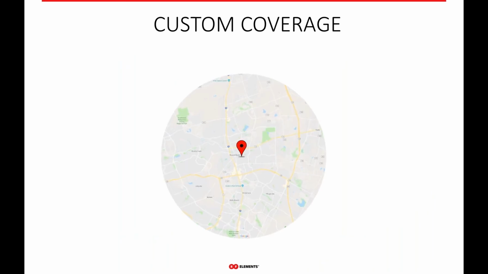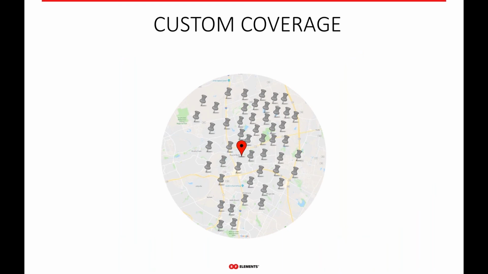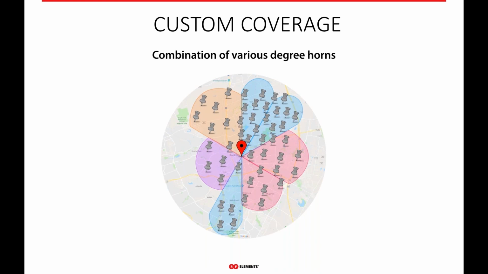If we go to the custom coverage, this is a very unique thing. You may have areas around your tower where you have really high density, right? That's where you could use more narrow horns, putting three 30-degree horns to cover 90 degrees versus just using one 90-degree horn. Maybe you have an area that's less dense, where you can get away with a 60, 70, 80, or even 90-degree horn.